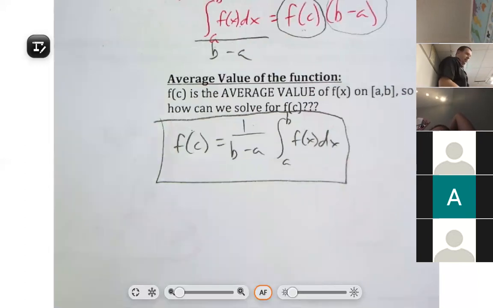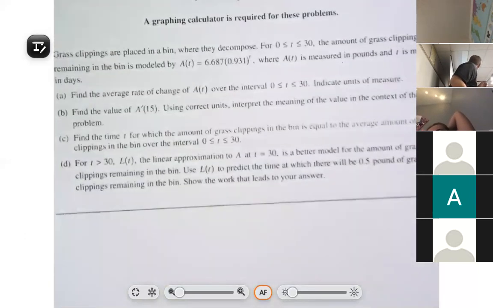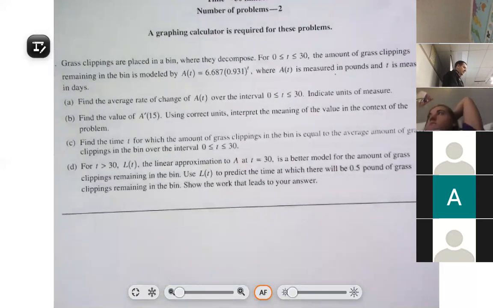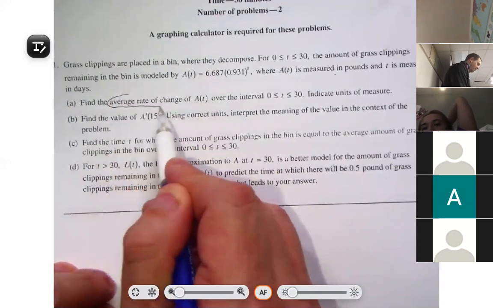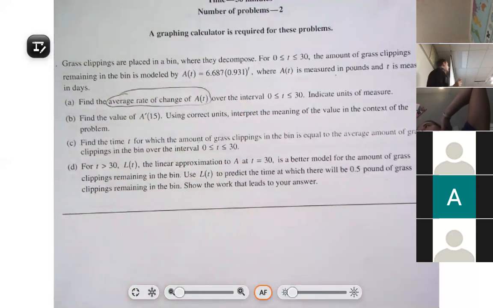I pulled one out of my stack over here. You don't have to read the question, please don't, because I don't want your head spinning more than it is. But I want to hone in on a couple phrases. In part A, it says, find the average rate of change of A of t. When you see the phrase average rate of change, that is the slope formula. That has nothing to do with integration. That has everything to do with what we learned first semester, where you do f of b minus f of a over b minus a.